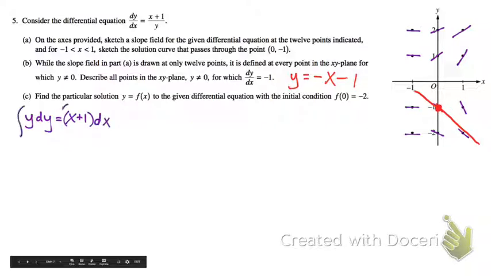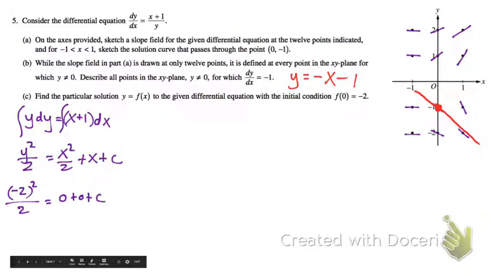Step 2 is to integrate both sides. So that will be y squared over 2 is equal to x squared over 2 plus x plus c. Then use the initial condition to solve for c. So if I plug in 0 for x and negative 2 for y, I get negative 2 squared over 2 equals 0 plus 0 plus c. That means that c is equal to negative 2 squared over 2, which is 4 over 2, which is 2. So I'm going to plug that back in there.